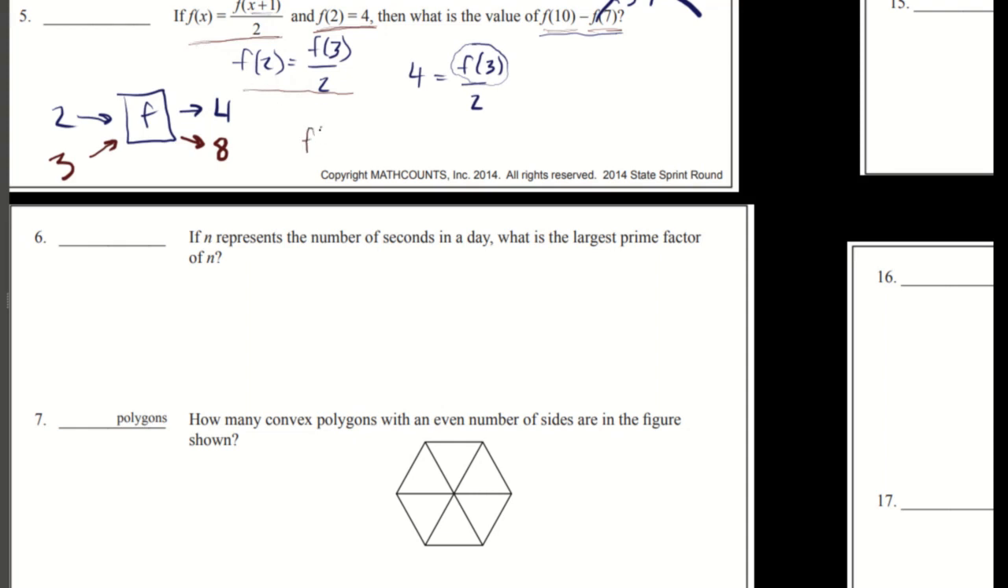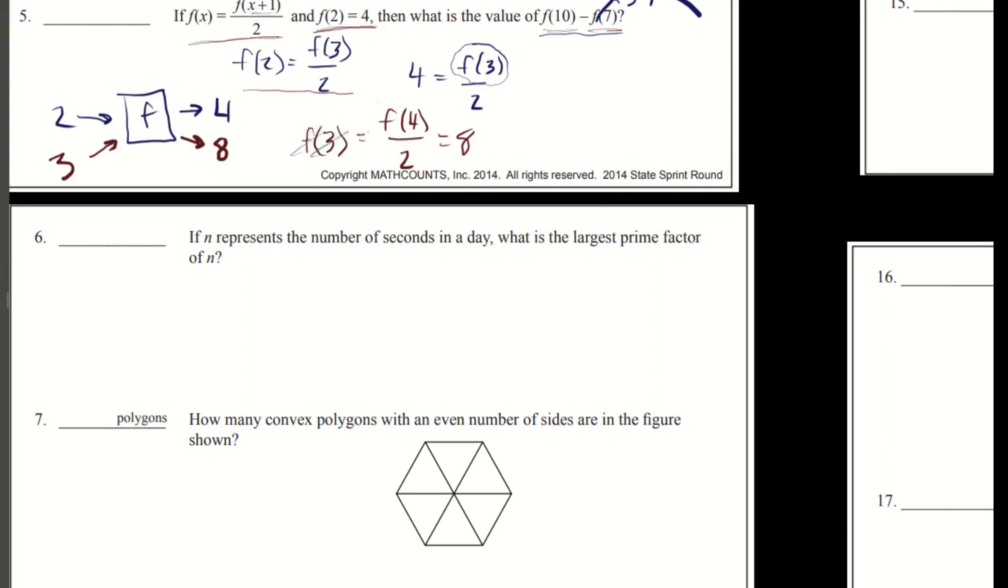Okay, so let's set x to 3. So f of 3 is equal to f of x plus 1, which is 4, divided by 2. And we already know f of 3, right? What's f of 3? It's 8. Okay, so this is equal to 8. And now what's f of 4? It's 4? Wait, no. It's f of 3. Wait.